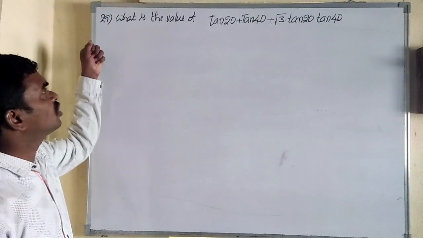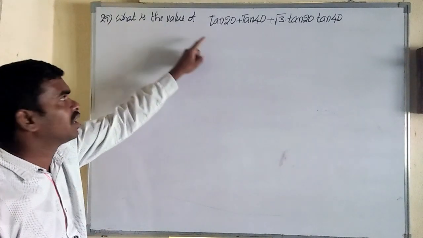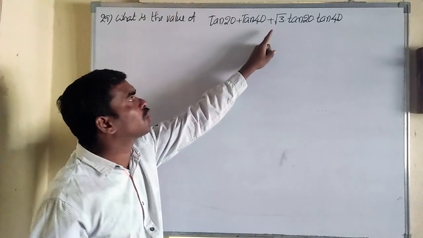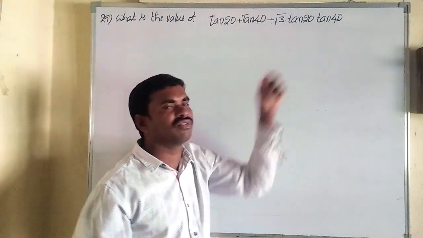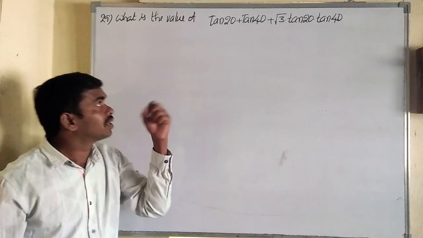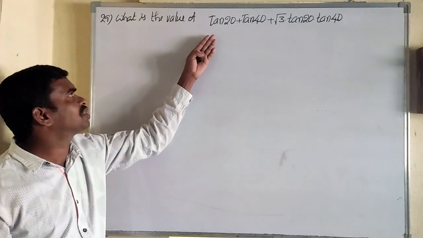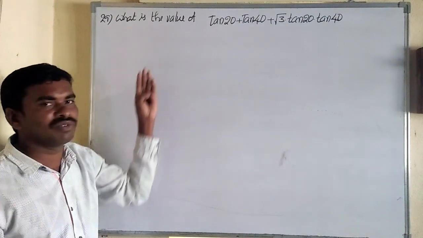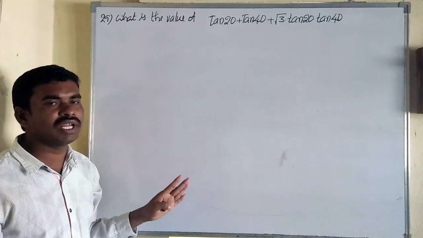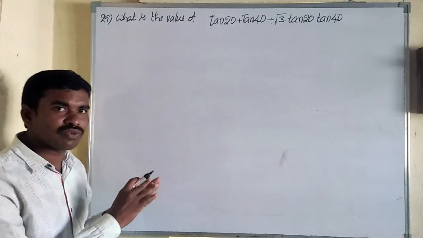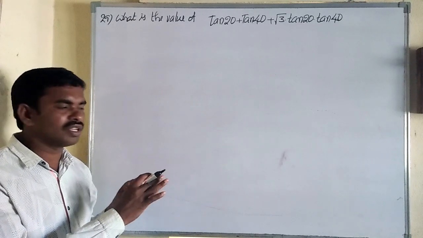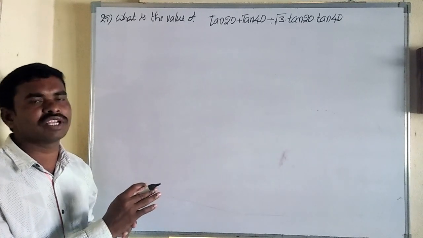Next, 29th question. What is the value of tan 20 plus tan 40 plus root 3 into tan 20 into tan 40? Okay. We have two more questions like this. In just 4 questions, 32 very short questions are enough. In this 32 we can get two very short questions.